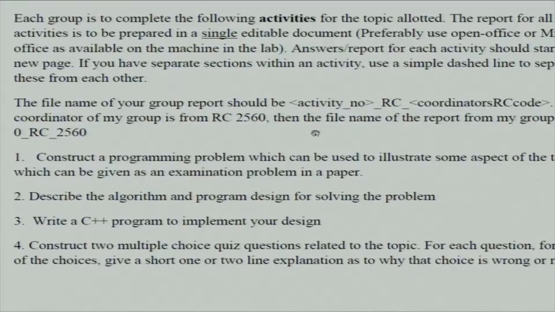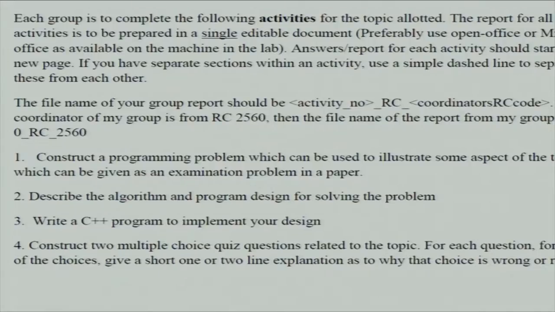So suppose I am in a group whose coordinator's RC code is 2560, and the activity given to me is activity number 0. 0 is a valid number in the serial number list. Then the file name has to be, and this is explicitly required, 0_RC_2560. By the way, this is something that all of us should learn to train our students in right from day one. Otherwise, you ask them to upload assignment 3 and you will get 100 copies of ASSGN_3, ASSGN3, assignment 3, just 3, all kinds of things. And you will have no clue who has submitted that assignment.